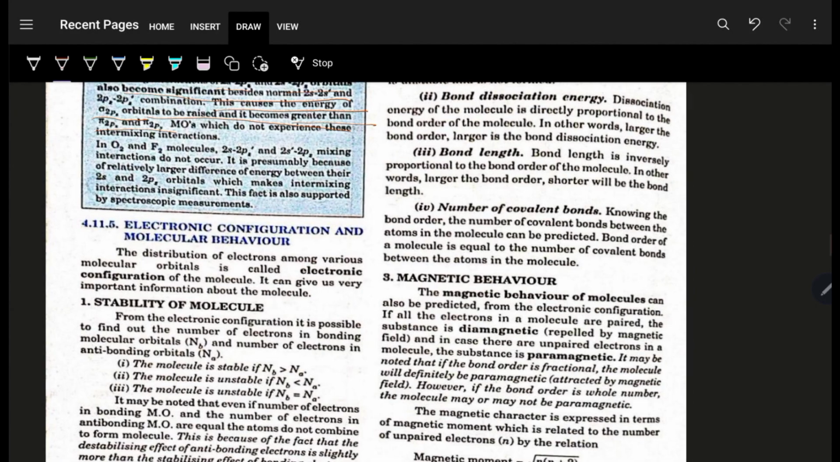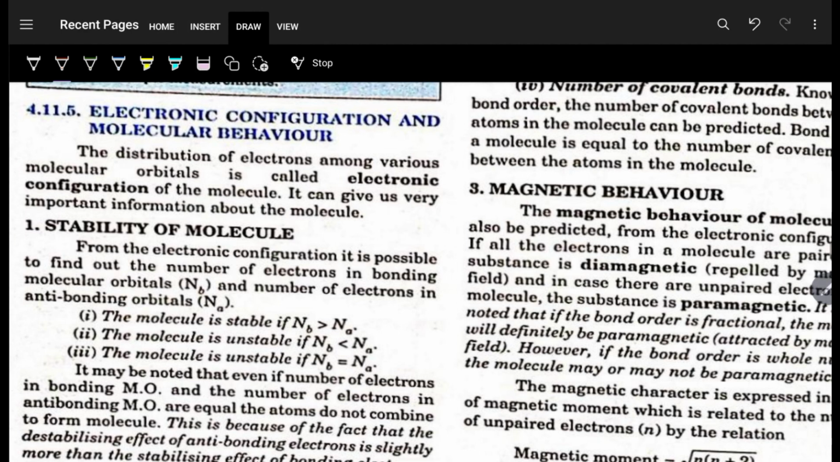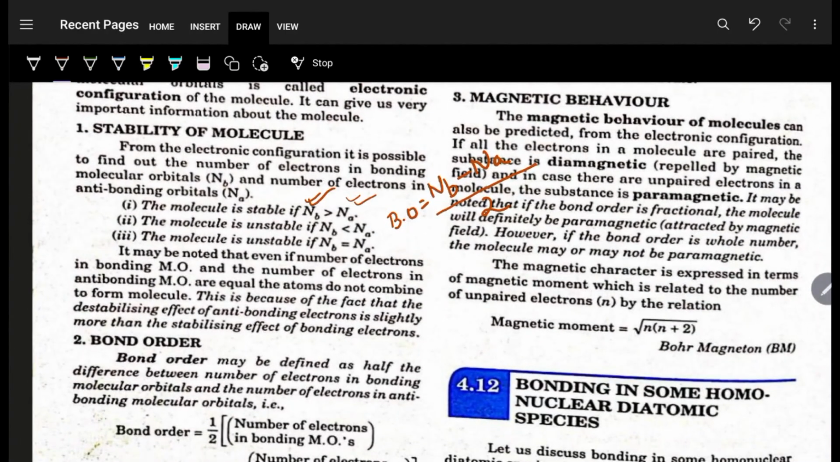Now, if you have to see whether a particular ion or a particular molecule is stable or not, there are certain things which judge the stability of a molecule. The molecule is stable if the number of bonding electrons is greater than the number of antibonding electrons. For that only, the bond order will be positive, no? So bond order is what? I said number of bonding electrons minus number of antibonding electrons, divided by 2. If bonding is greater than antibonding, then only the bond order will be positive and the molecule will be stable.